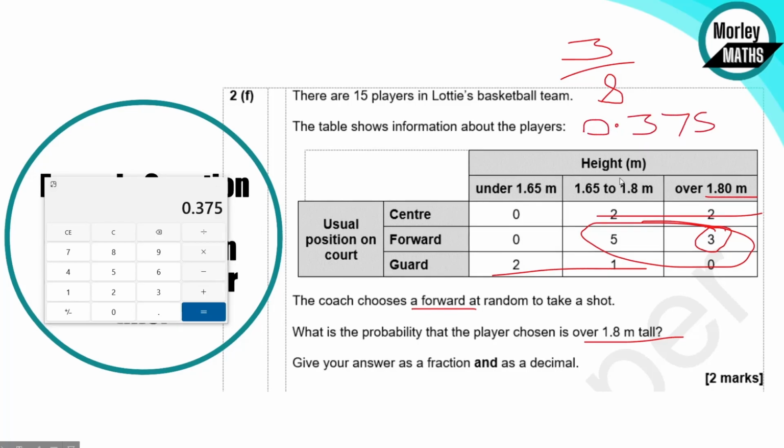And that's it. So hopefully this has helped you realise that probability isn't that bad.